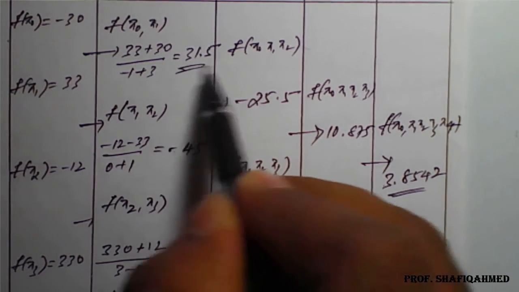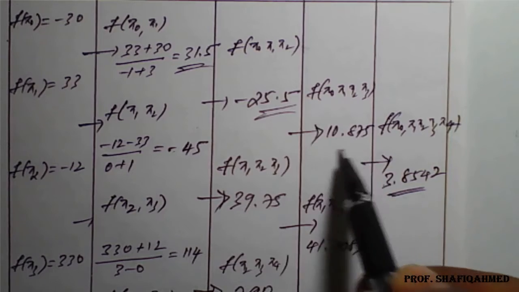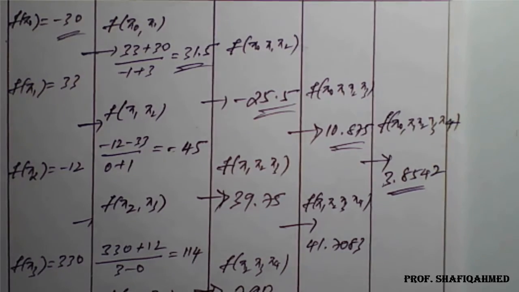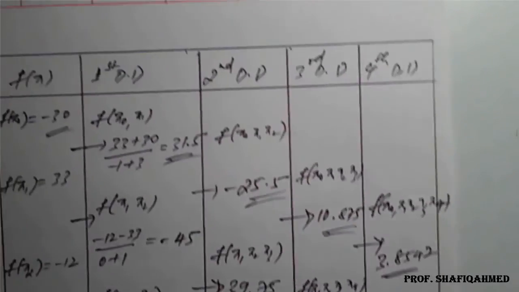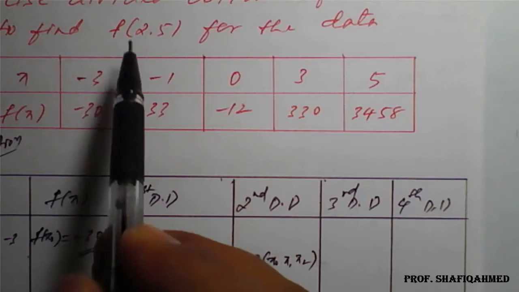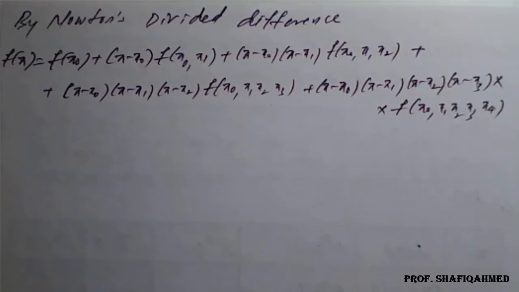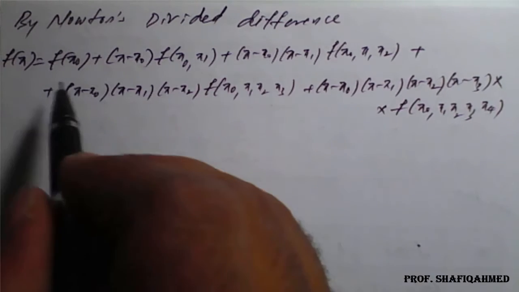So we are going to collect this answer, this answer, this answer as well, this and f of x0 value, and we'll apply this in the Newton divided difference formula, and we know that the required value of x is 2.5. So we'll see the formula now. This is the formula for Newton divided difference.